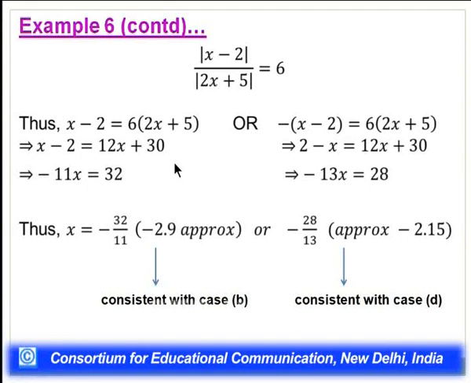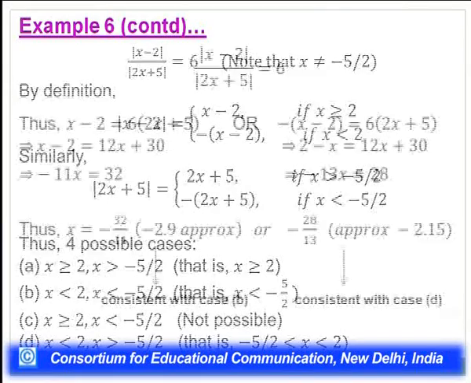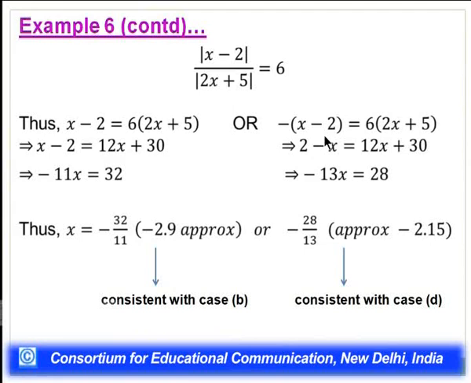The last case that I was exploring was one where x is less than 2 and at the same time x is greater than minus 5 by 2. So in this case, the absolute value expression in the numerator will be negative, which then gives us the equation minus of x minus 2 is equal to 6 times 2x plus 5. Now if you solve these two equations one by one, let's see what we get.